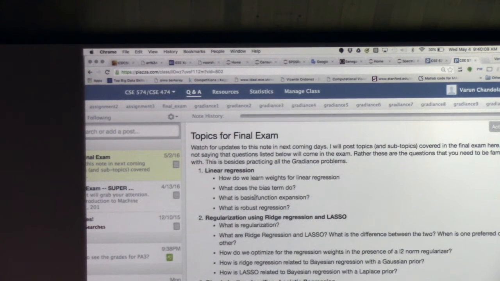We also talked about basis function expansion, which means that if we don't want to fit a line, if we want to fit a curve, right, we can do something called basis function expansion, where you take your data and expand it using some polynomial expansion or any other function, and then learn a line, right?